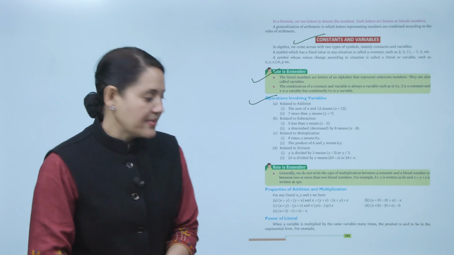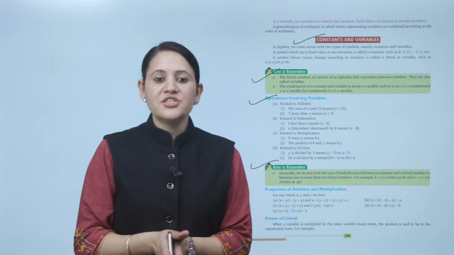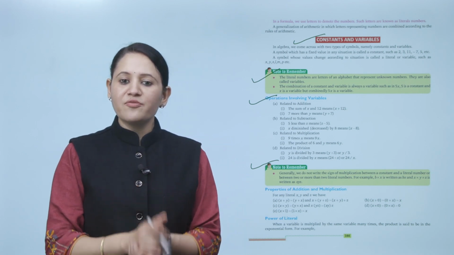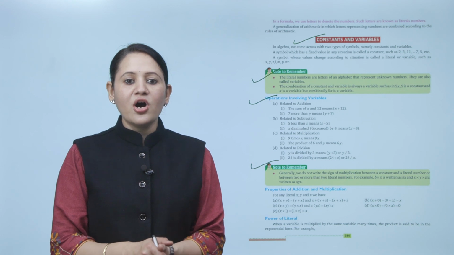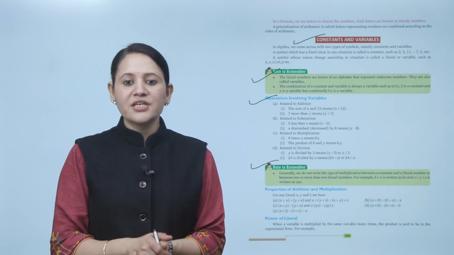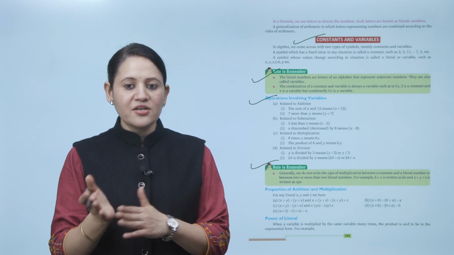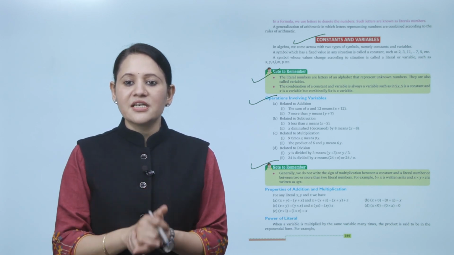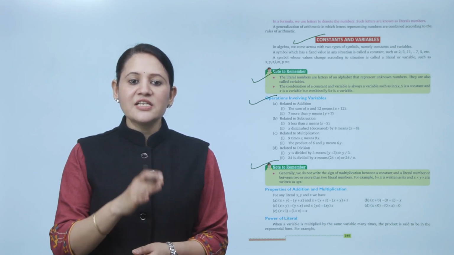Next is note to remember. Generally, we do not write the sign of multiplication between a constant and a literal number, or between two or more than two literal numbers. For example, b into x is written as bx. So, we will put the sign of multiplication. x into y into z is written as xyz.